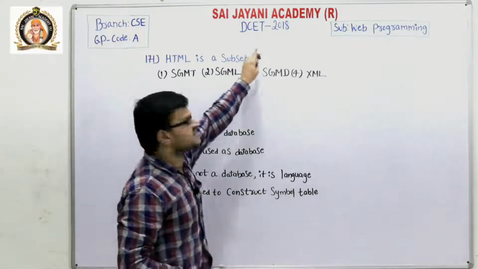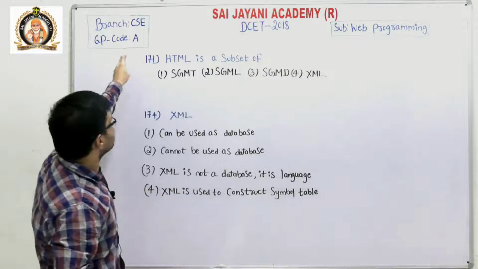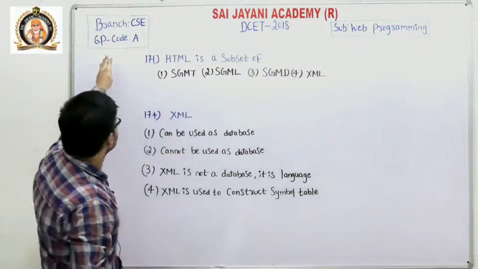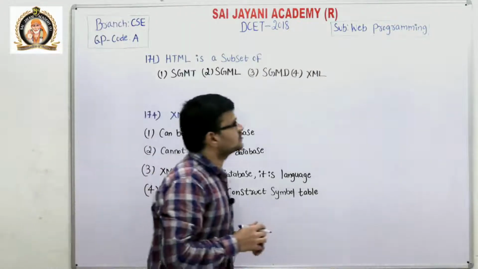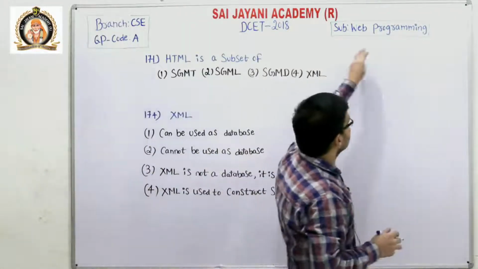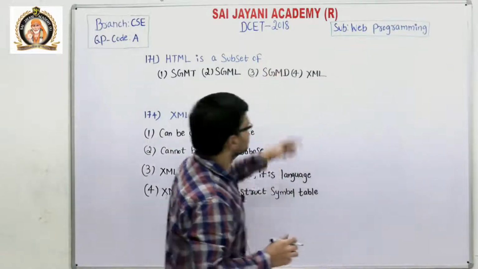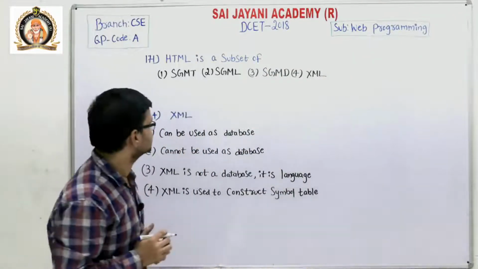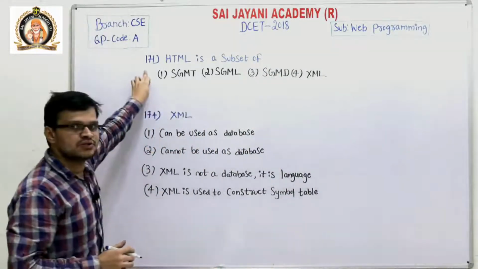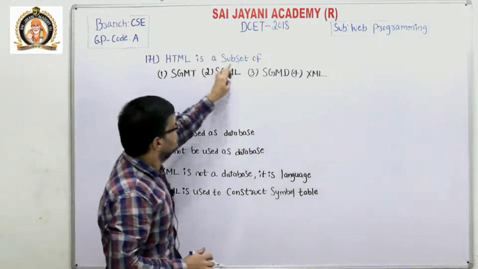For the same DCT 2018, under the branch Computer Science and Engineering, the question paper code is A. Now this time I selected the subject web programming. In DCT 2018, they asked 10 questions. Okay, in that, question number 171. HTML is a subset of.